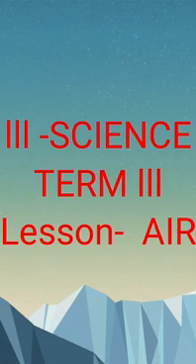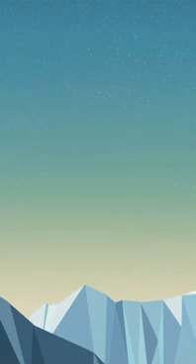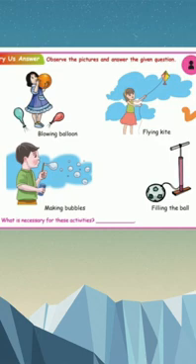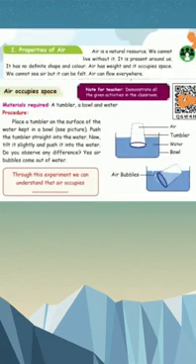Today our lesson is air. What is air? Air is a natural resource. Without air, we can't live. Some uses of air are blowing balloons, flying kites, making bubbles, and filling the ball. Also, for living, all organisms need air to breathe. Air gives oxygen to us.